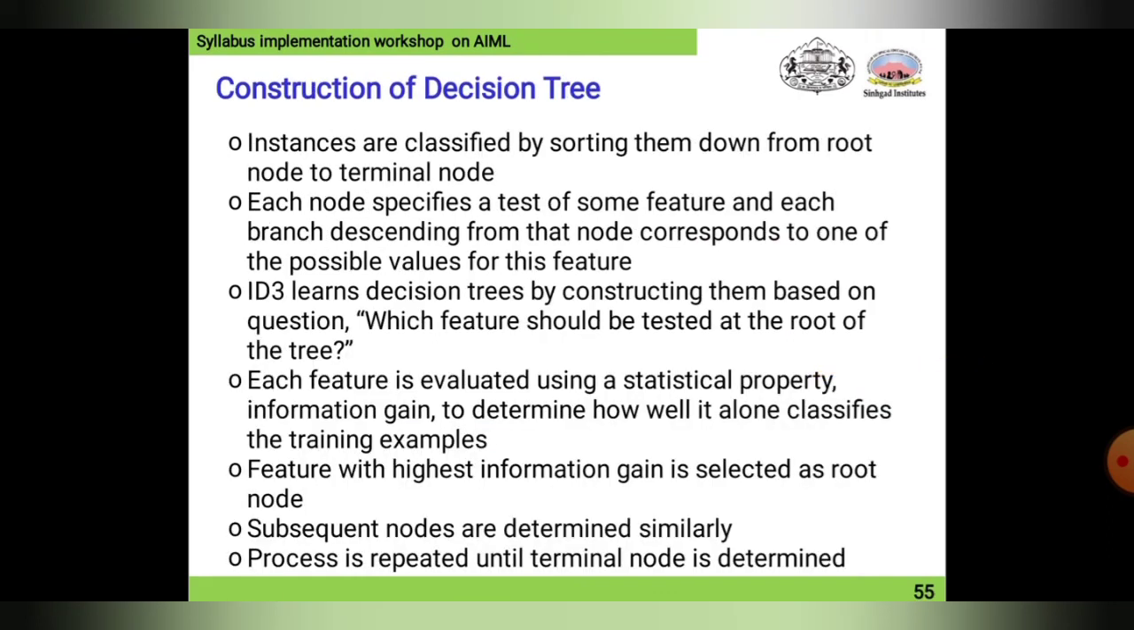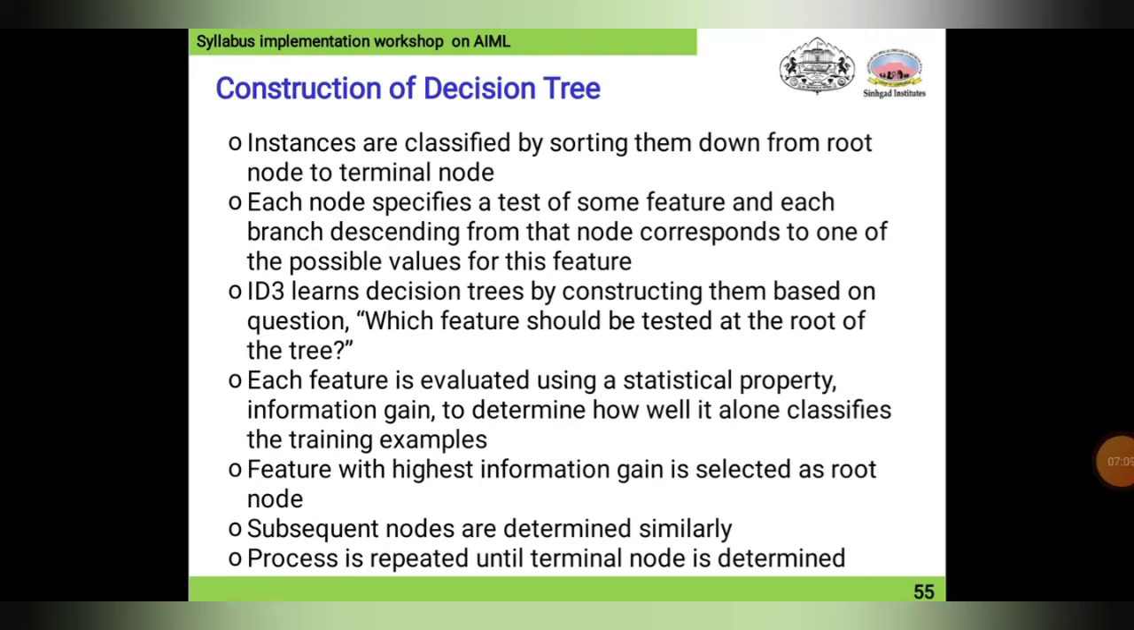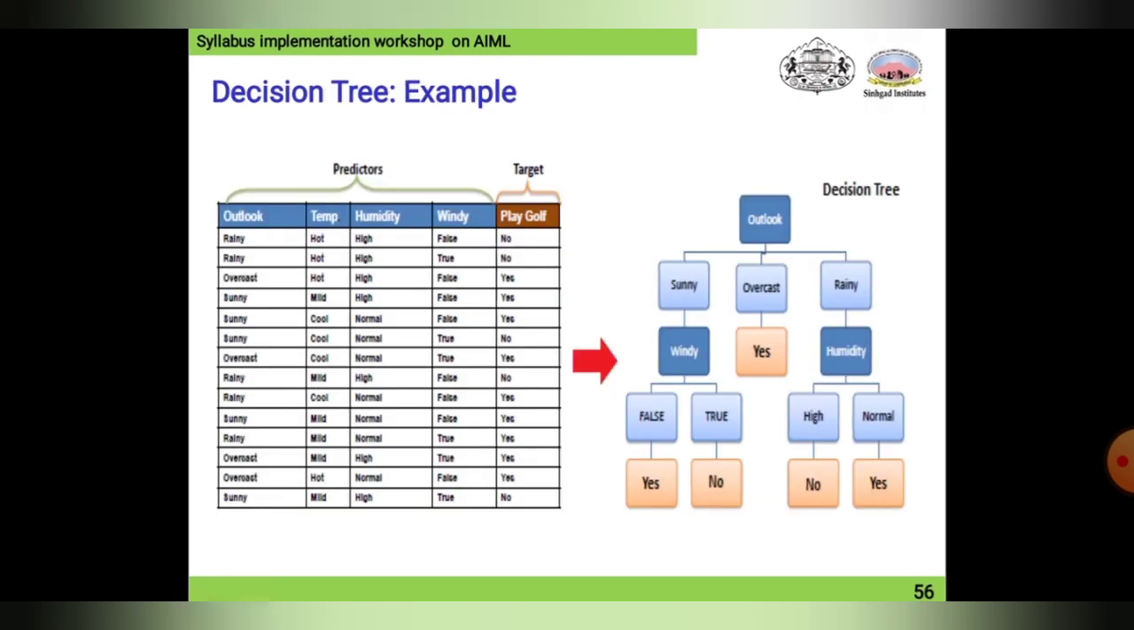Now come to the construction of the decision tree. Instances are classified by sorting them down from the root node to a terminal node. Each node specifies a test of some feature, and each branch descending from that node corresponds to one of the possible values of this feature. ID3 learns decision trees by constructing them based on the question of which feature should be tested at the root of the tree. Each feature is evaluated using the statistical property information gain to determine how well it alone classifies the training examples. The feature with the highest information gain is selected as the root node. Subsequent nodes are determined similarly. The process is repeated until a terminal node is determined. This is how the decision tree works.